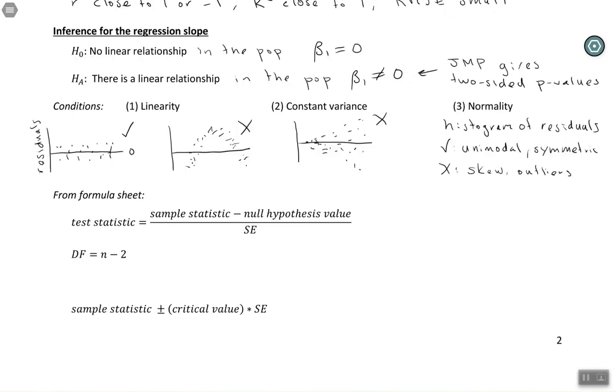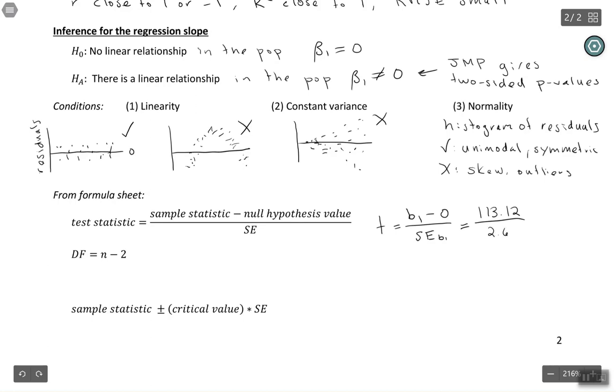So our test statistic for the slope follows the same basic format that we've seen before. This is quantitative data, so this is going to be a t-statistic. And then you're going to put your sample slope, that's your sample statistic. The null hypothesis value is 0, that's what we've been testing. And then divide it by the standard error of the slope. Okay, so if I'm using numbers from the output, the slope we said was 113.12. The standard error, which is listed up there too, is 2.68. And if you divide that, you get 42.17.